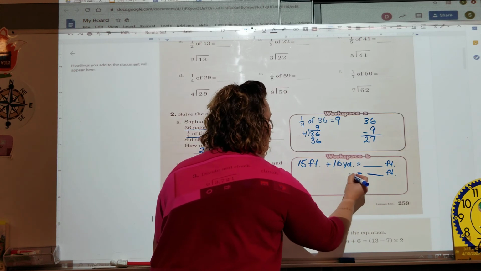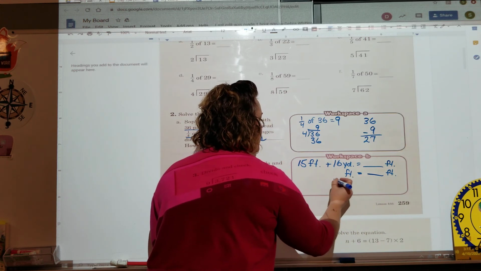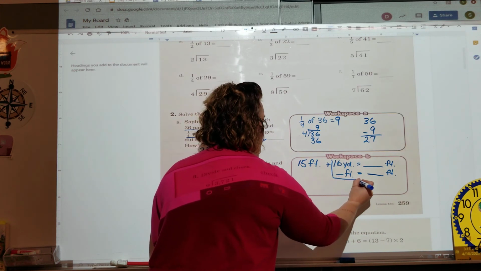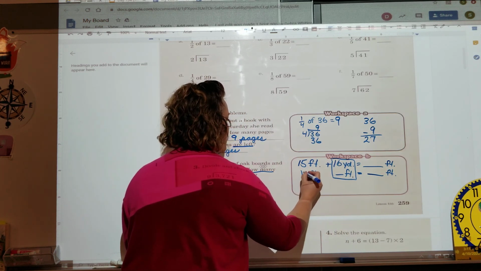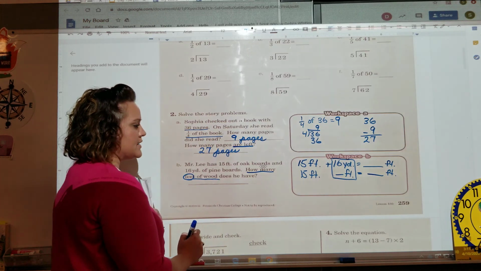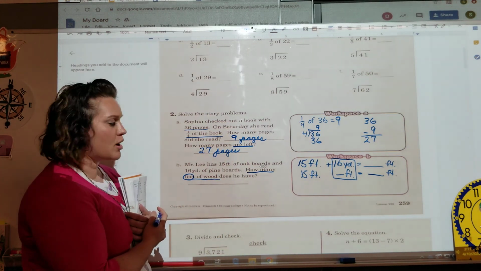That stays the same. Oh, feet does not match here. That one's different. Feet does match here. We can bring this number right down. So now we have to solve for our box.